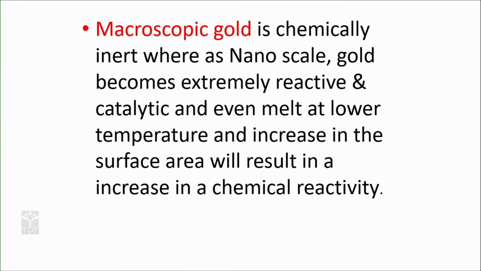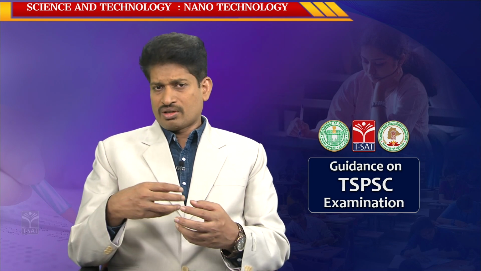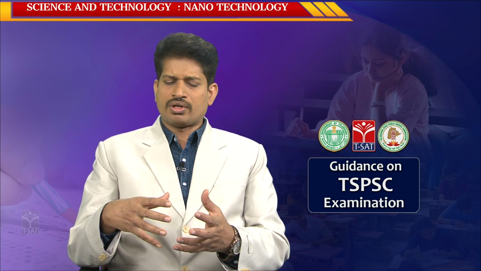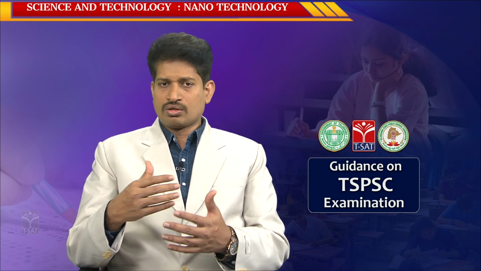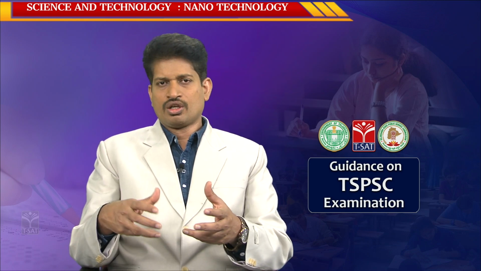The other application of nanotechnology: macroscopic gold is chemically inert, whereas at the nanoscale gold becomes extremely reactive, catalytic and even melts at lower temperatures, and an increase in the surface area results in an increase in chemical reactivity. So, what do you mean by this? Gold doesn't react much at macro scales, but when you control it at the microscopic level, at the nanoscale, the gold melts at a lower temperature, can act as a better catalyst, and can also be used in photovoltaics for better power generation.